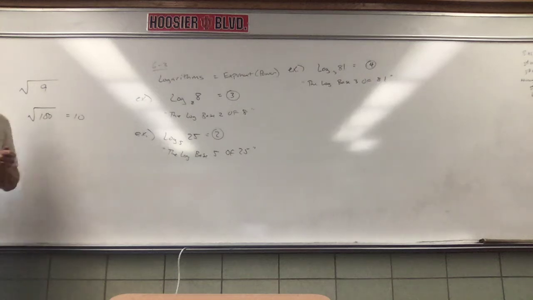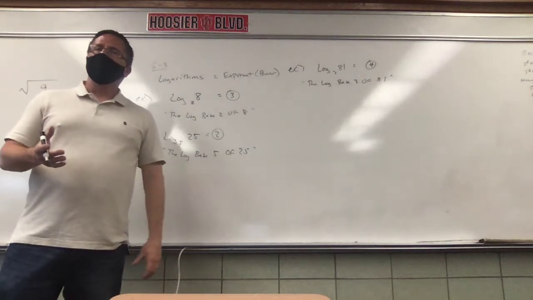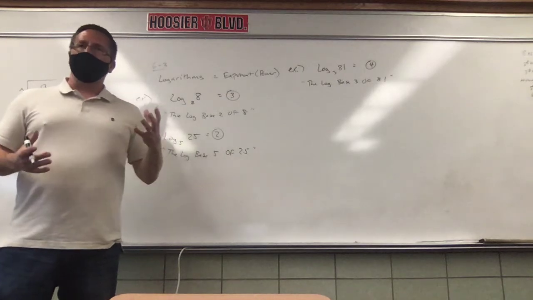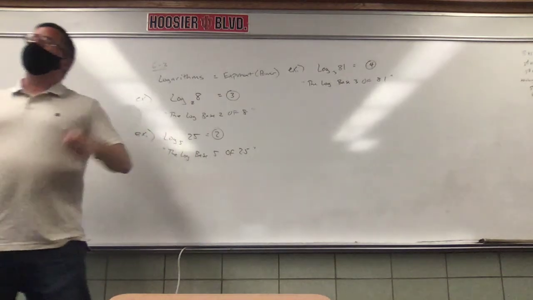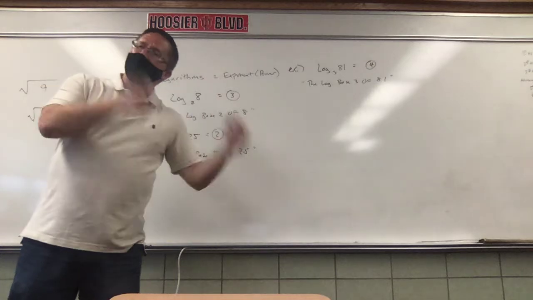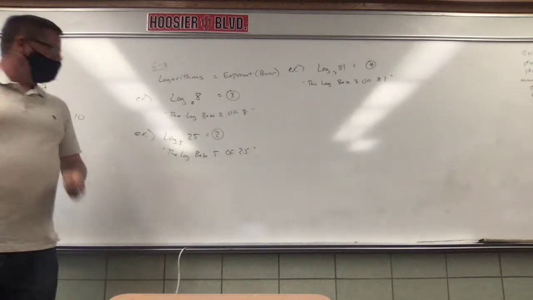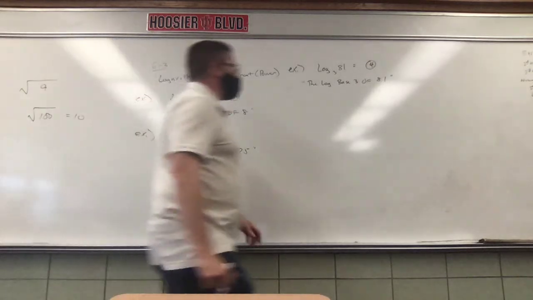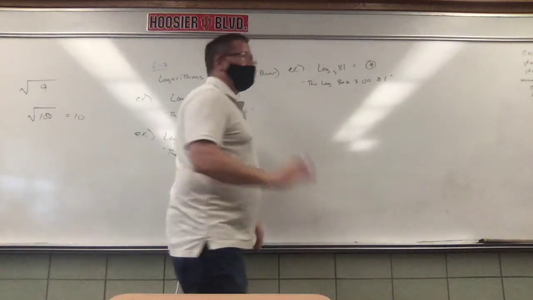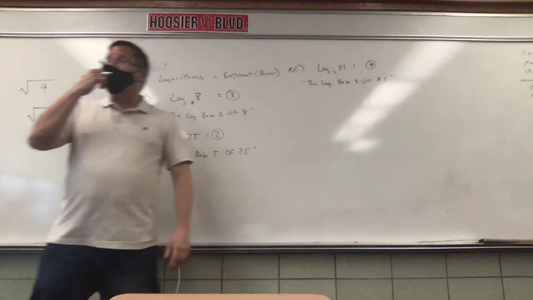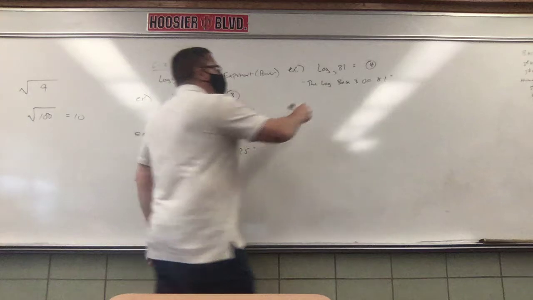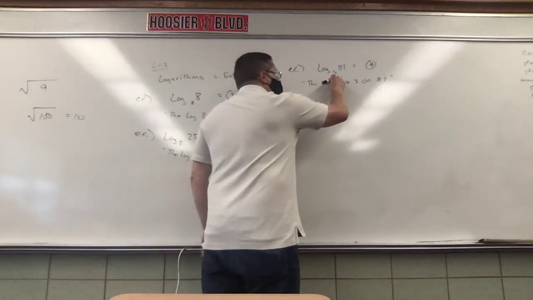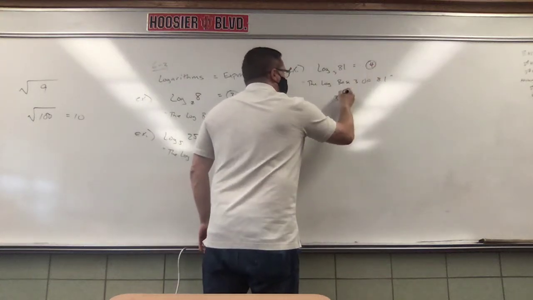Now, they're going to go with this with baby steps in this assignment, okay? They're going to ask you to rewrite things. They're going to give you logs and write them without logs. They're going to give you ones without logs and write them with logs, okay? So the reason here is this. Why is this 4? Watch carefully, and I'm going to give you a little trick here that'll help you out a little bit, okay? Because 3 to the 4th power is 81.